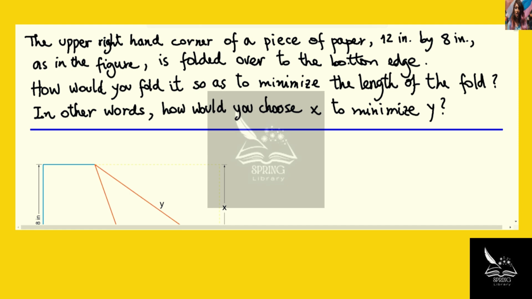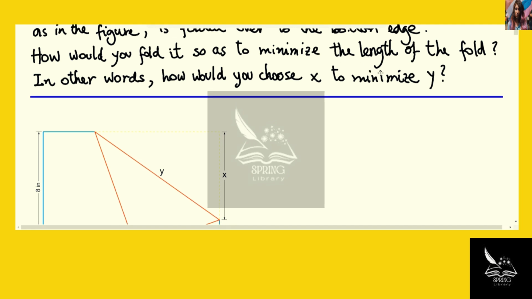The upper right-hand corner of a piece of paper 12 inches by 8 inches, as in the figure, is folded over to the bottom edge. How would you fold it so as to minimize the length of the fold? In other words, how would you choose X to minimize Y? And this is the statement we are going to stick with.